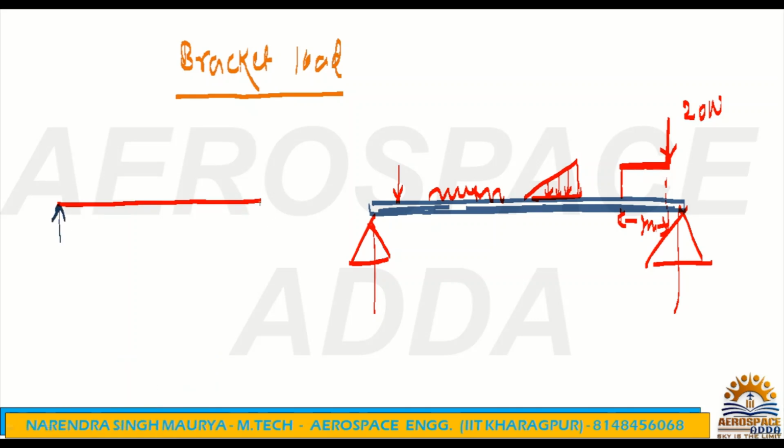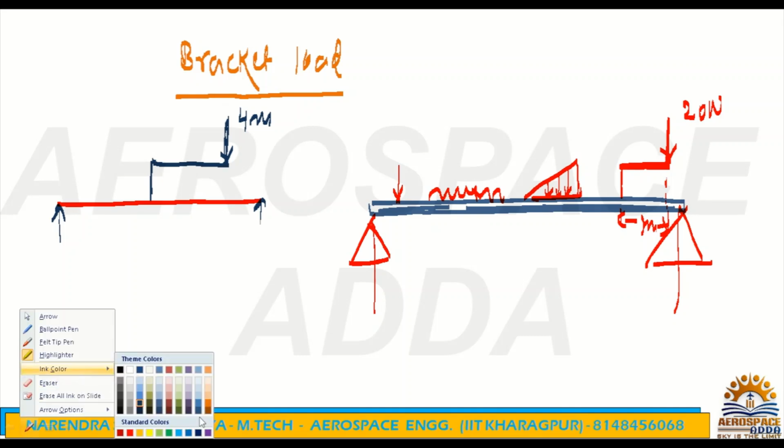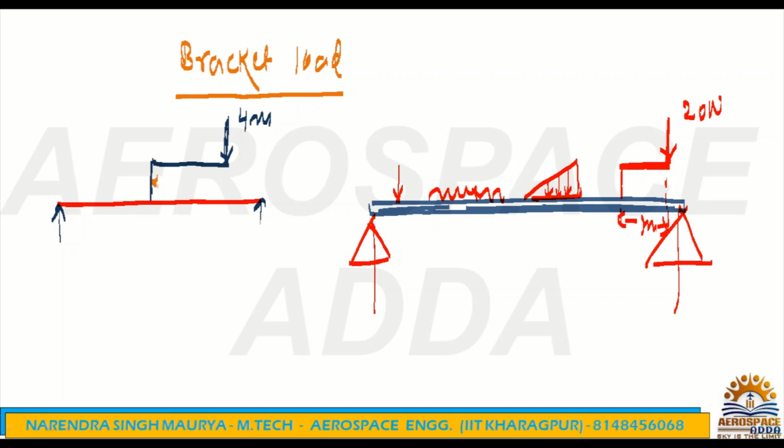This is the support now. Now the concentrated load will be acting something like this. See, this is the clamp, 4 meter, and they will show you this distance also. They will show you, nothing to worry. This distance they will say 2 meter. Now this type of loading we call bracket loading.